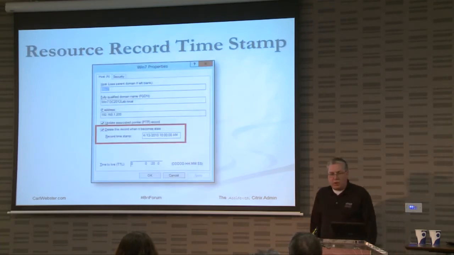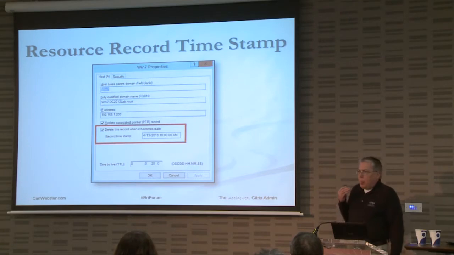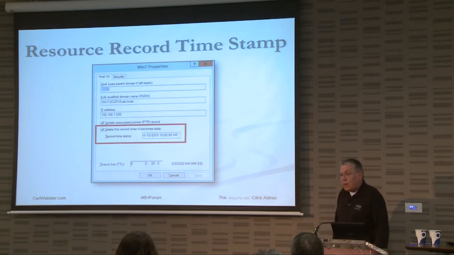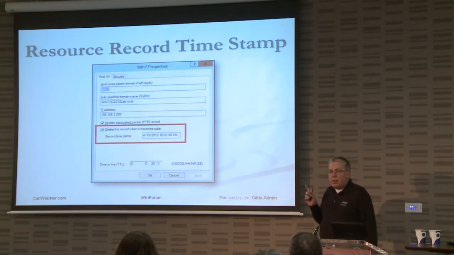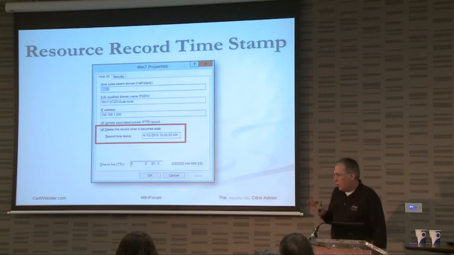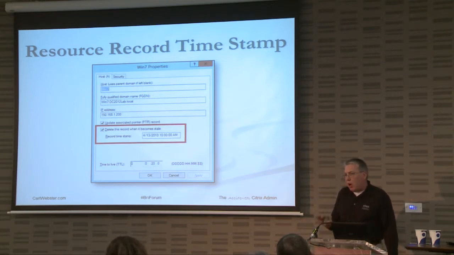The resource record timestamp. This is when the record is created, and in my sample record here, you see it has a time of 10 a.m. If I created this record at 10:59:59, it will show a timestamp of 10. It rounds down to the nearest hour, always rounds down.